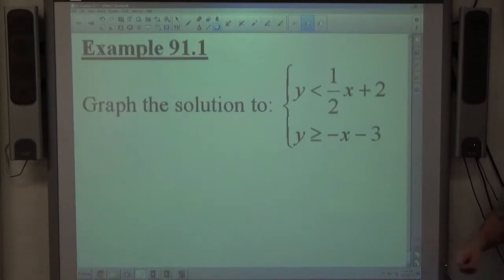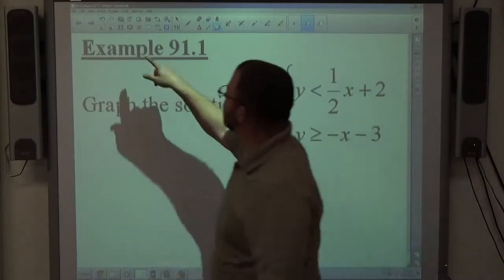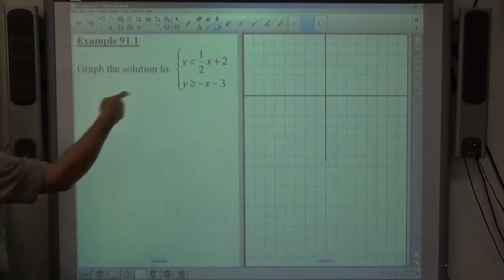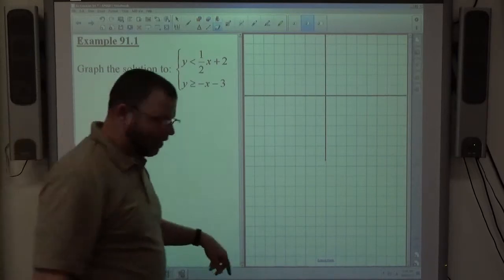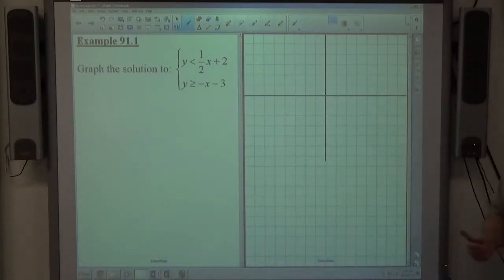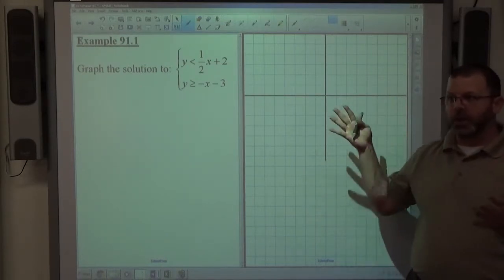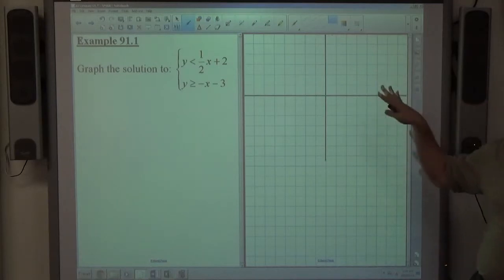Now we're going to go through the process here. It's so big because I've got 2 pages here and I need to make it so we can see. So here we go. Graph the solution to this. And again, notice it says graph the solution because the answer is not an ordered pair. It's going to be a graph. So the graph itself, the picture, is going to be the answer.